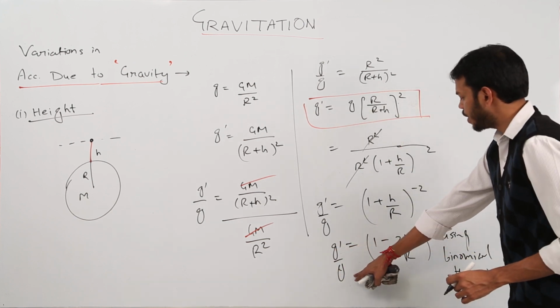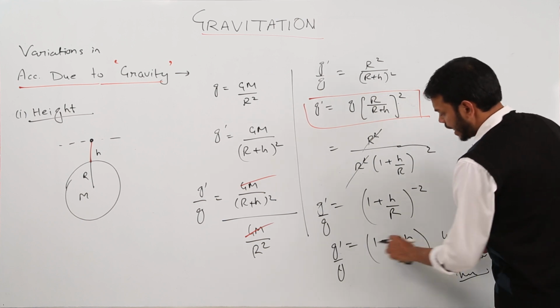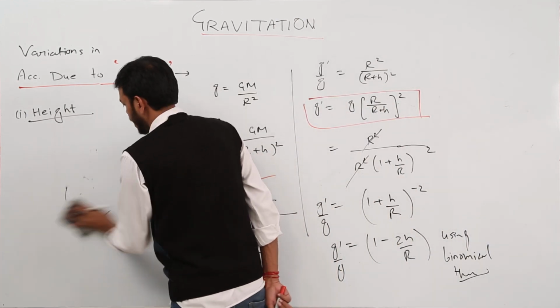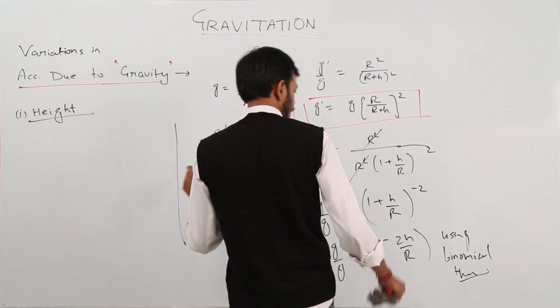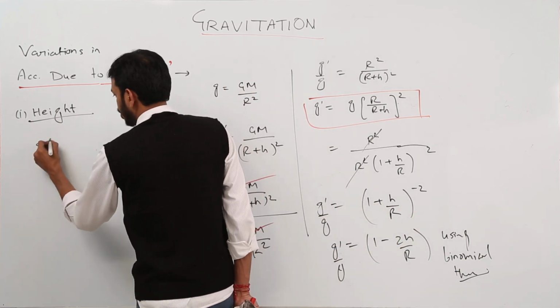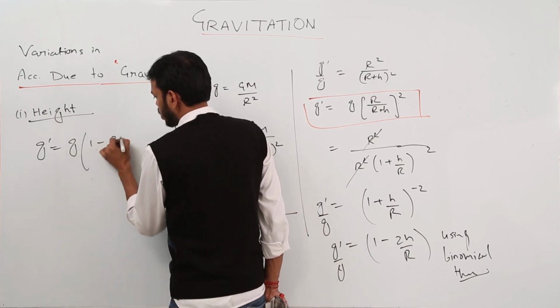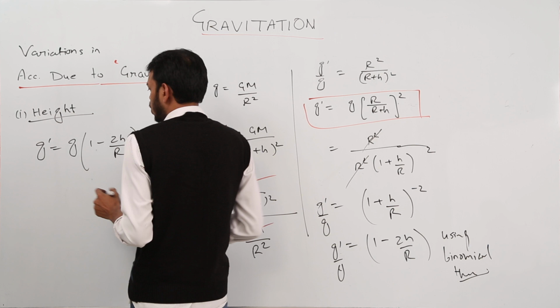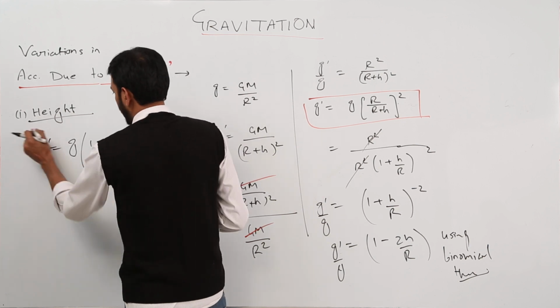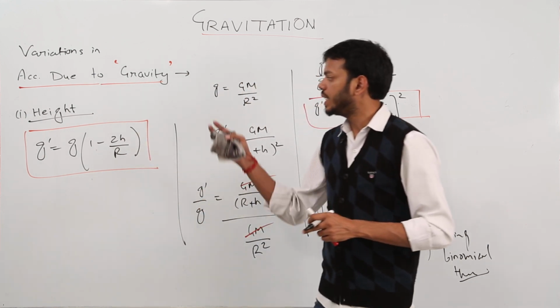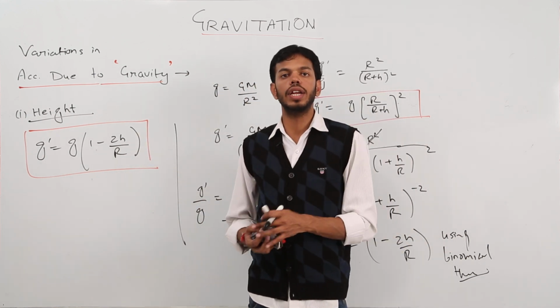So g dash becomes equal to what? G times (1 minus 2h upon r). So I am erasing all this, and now the final formula is g dash is equal to g times (1 minus 2h upon r). So this is the final answer for acceleration due to gravity. And tell me, using this formula, has the acceleration due to gravity decreased or increased?